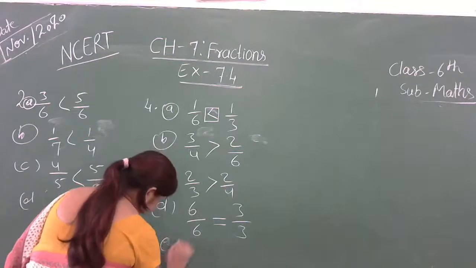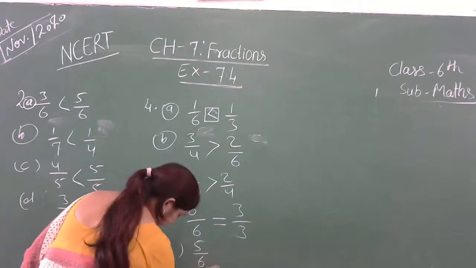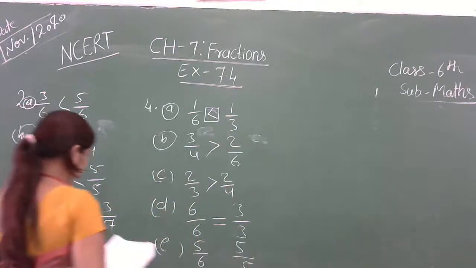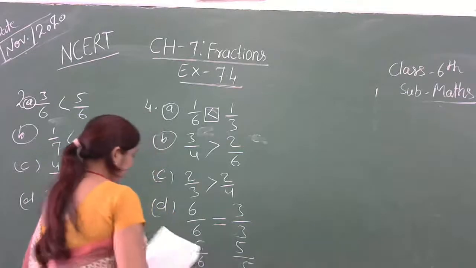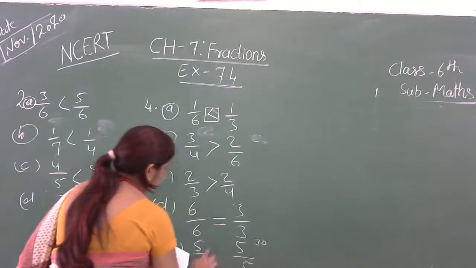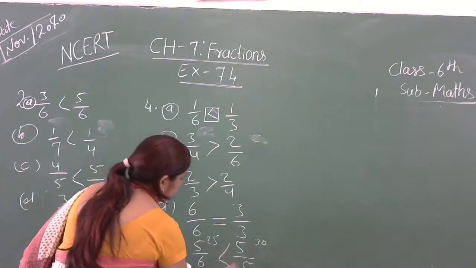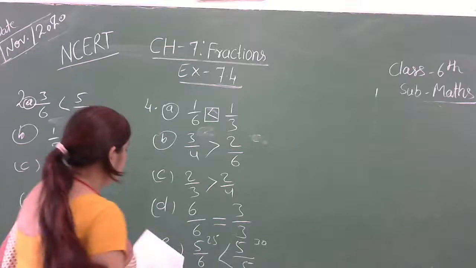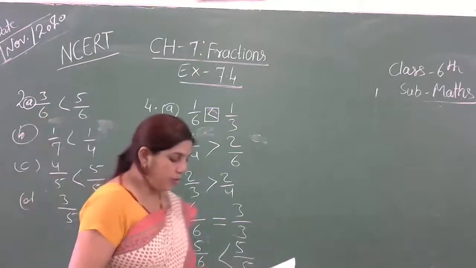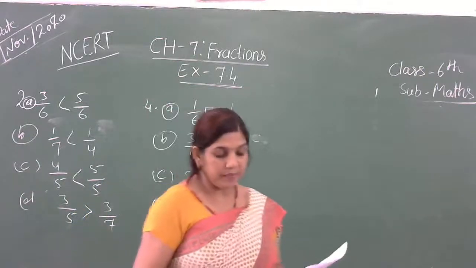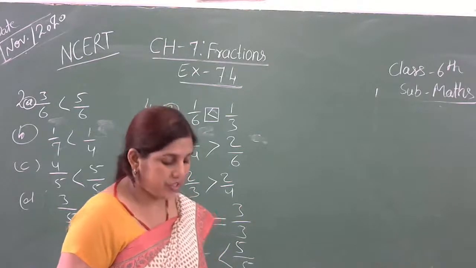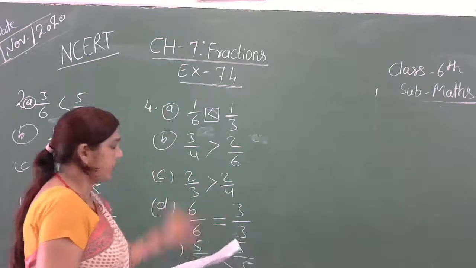Now E part: 5/6 and 5/5, isn't it? So which one is greater? If you cross multiply, 5 × 6 is 30 and here 5 × 5 is 25. So this one is greater, isn't it? Now make 5 more such problems and solve them with your friends. You have to make 5 more fractions or problems and put the sign like this.